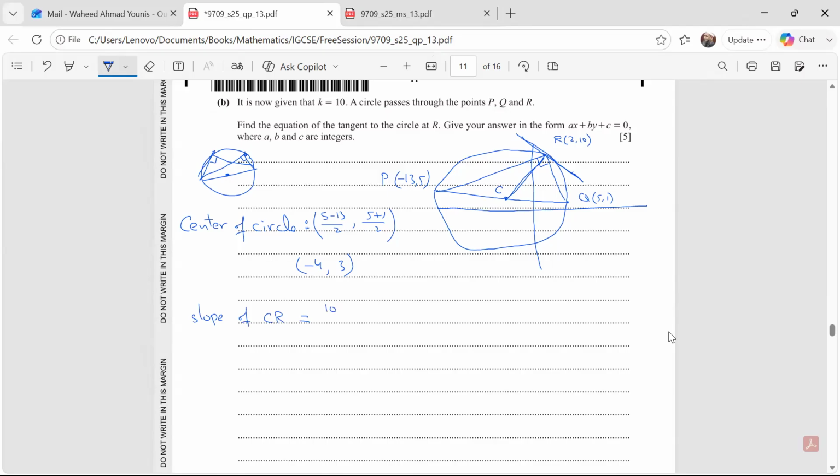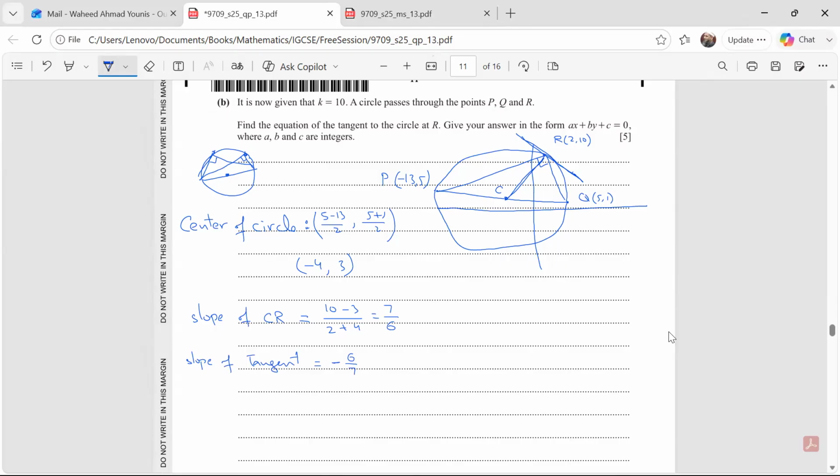Y2 minus Y1 over X2 minus X1. So 10 minus 3 is 7 over 6. So this is the slope of this line CR. So the slope of the tangent line is going to be the negative reciprocal of this, so this is 6 over 7 and negative.